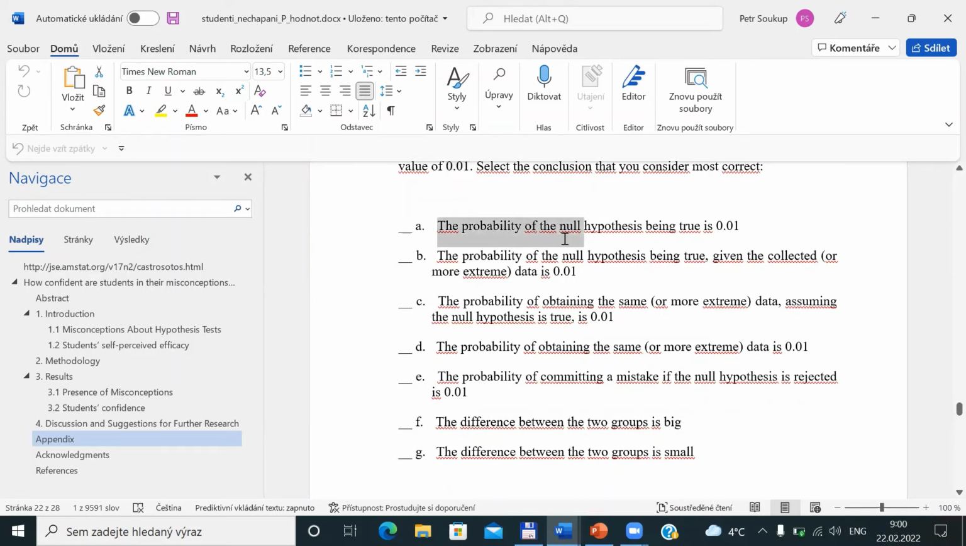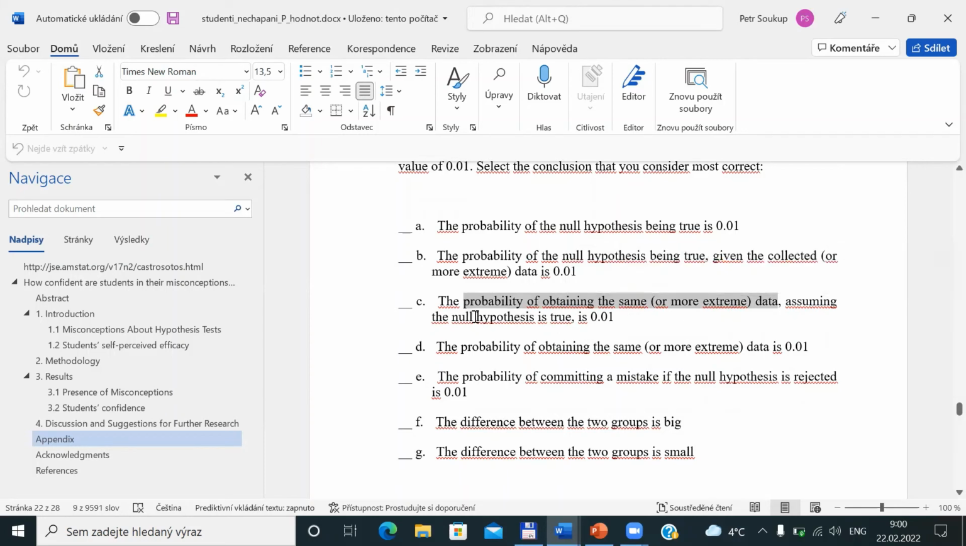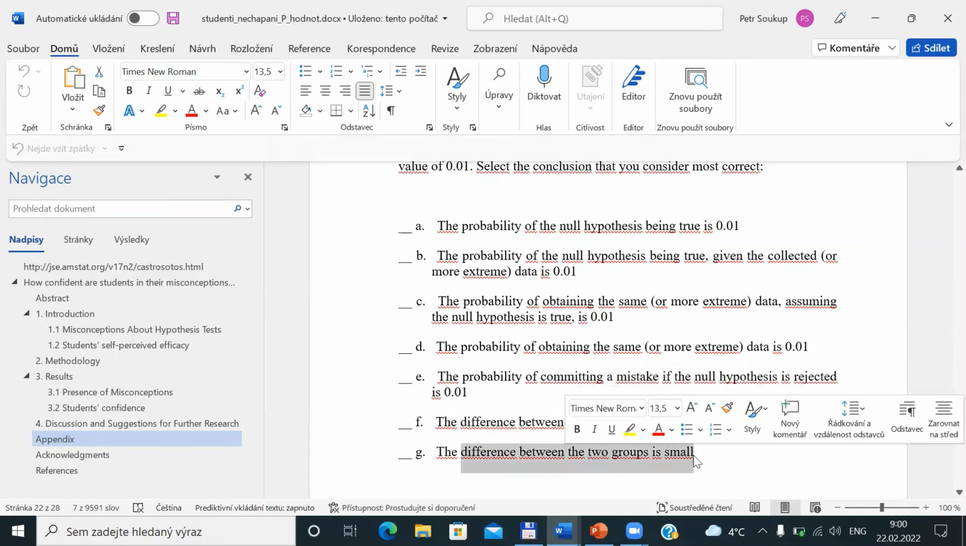So it could be the probability of the null hypothesis. It could be the probability of the null hypothesis being true given the collected data or more extreme is 0.01. It could be the probability of obtaining the same or more extreme data, assuming that the null hypothesis is true. It could be the probability of obtaining the data. It could be the probability of committing a mistake if we reject the null hypothesis. It could also be the statement that the difference between two groups is big, or that the difference between two groups is small. So some proposals for correct or incorrect statements.